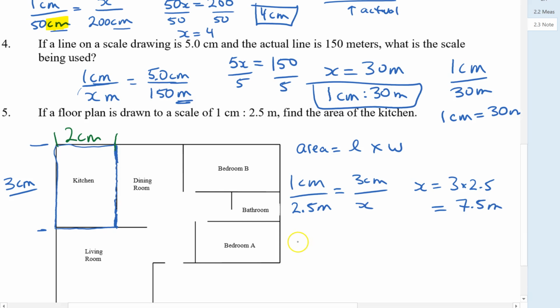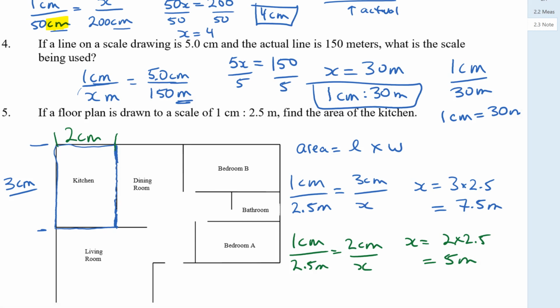Well, the width we'll use the same scale, 2.5 meters, but it was 2 centimeters. So I get 1 times x is equal to 2 times 2.5. So I get the width is equal to 5 meters. So I can go back to my area here, and I could say, maybe I'll use black. My area is going to be equal to the length, which was 7.5 times 5.